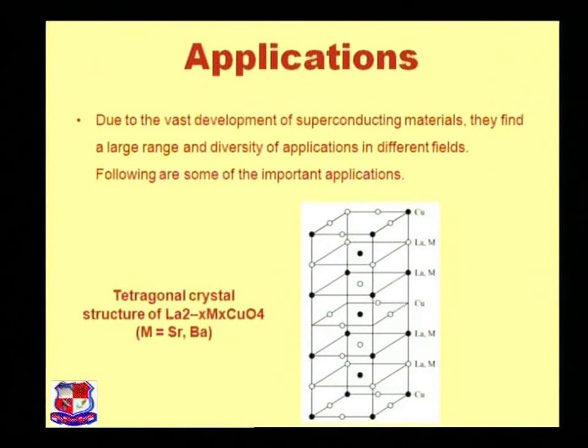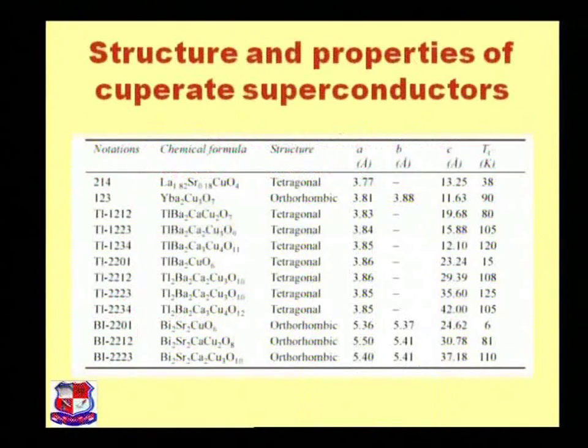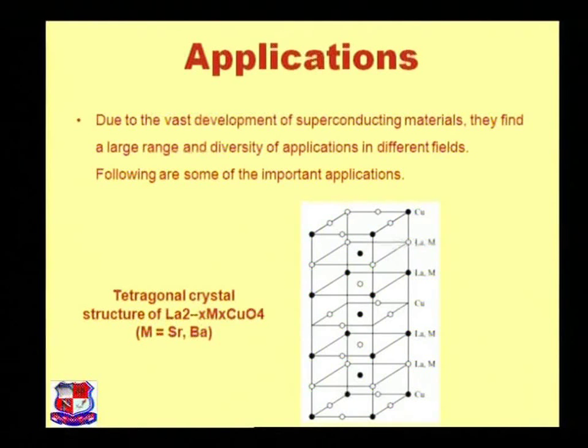Now the applications. Due to the vast development of superconducting materials, they find a large range and diversity of application in different fields. Following are some of the important applications. Here is the structure of a high temperature superconducting material like Y123, that is yttrium barium copper oxide. This is the structure of a high temperature superconducting material.